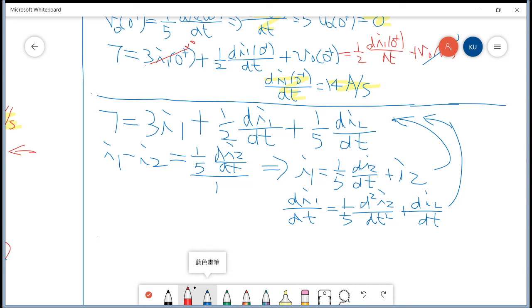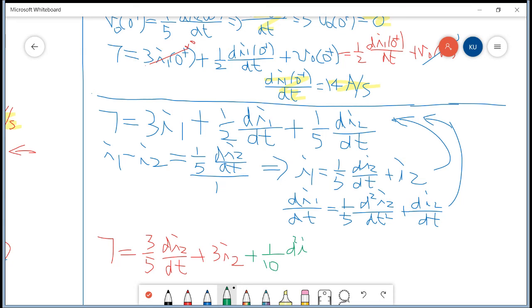So first of all, 7 equals I1 is here, so we have 3/5 di2/dt plus 3 I2, and then this one, 1/2 times here, so the next term will be 1/10 second derivative of I2, and then 1/2 of this one is 1/2 di2/dt, and then this is itself, so 1/5 di2/dt.